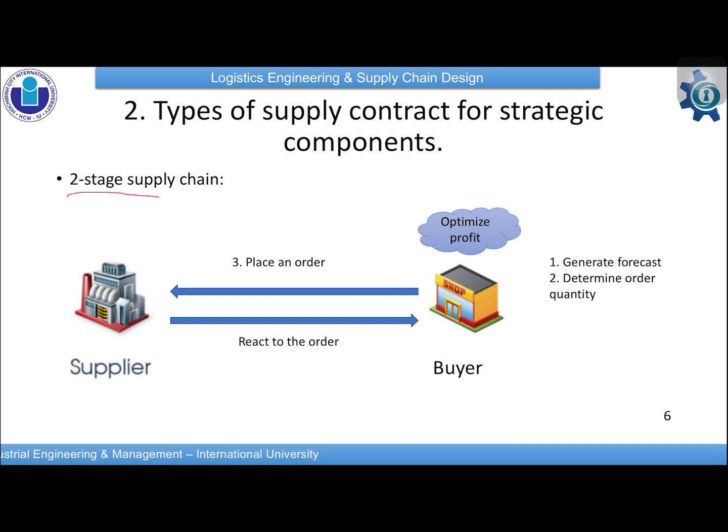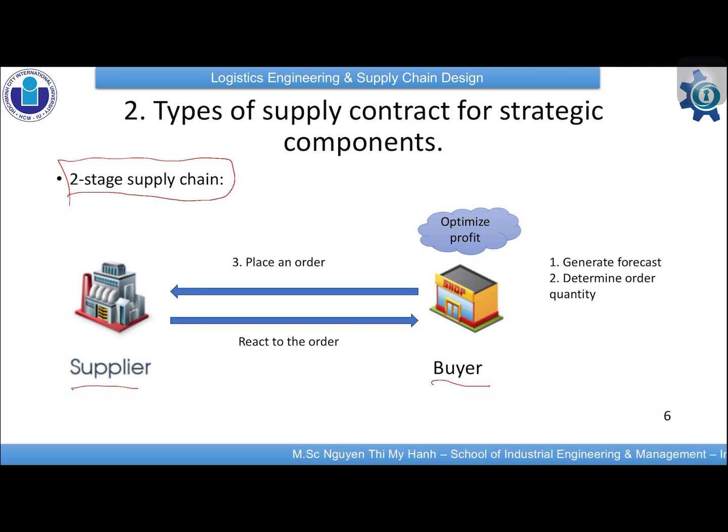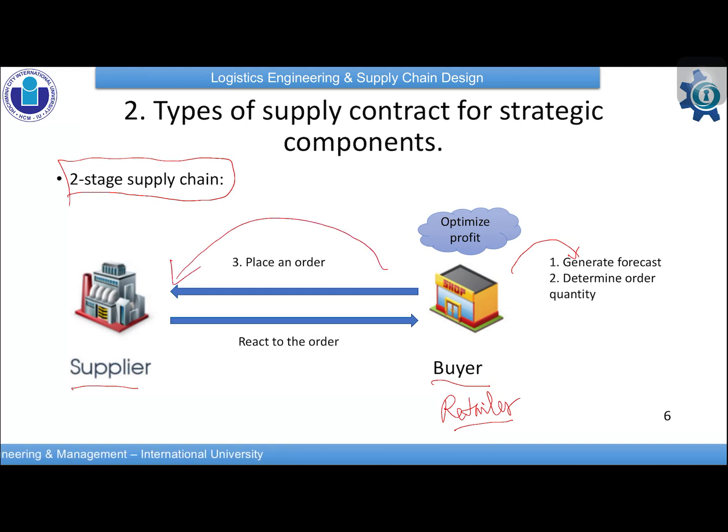We consider a two-stage supply chain that has a supplier and a buyer. What does the buyer do? Here you can think of the buyer like a retailer. First they will generate the forecast, and then based on the forecasted demand, they will determine the order quantity, right? And after they determine the order quantity, they will place an order with the supplier.